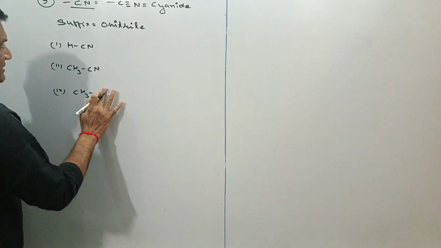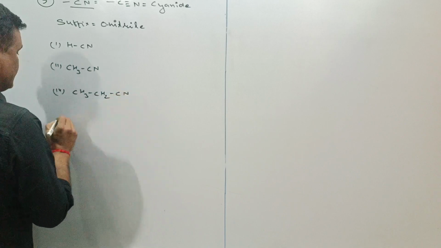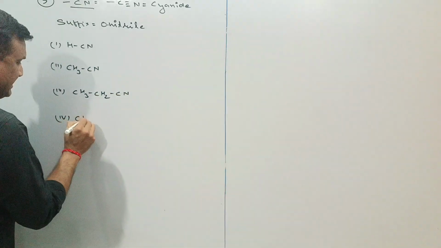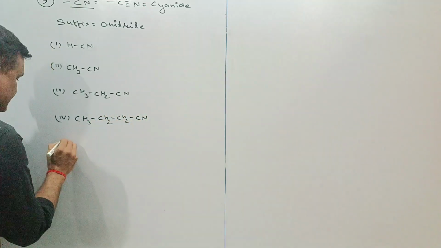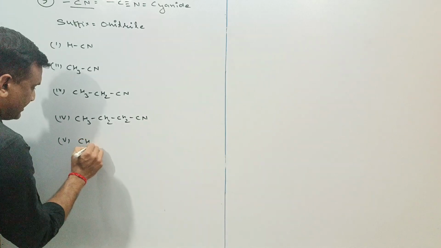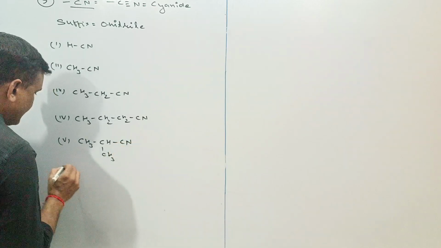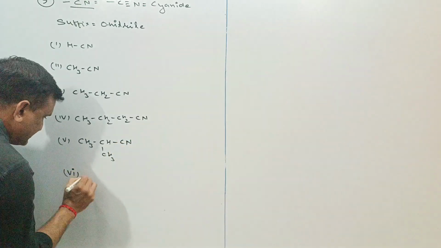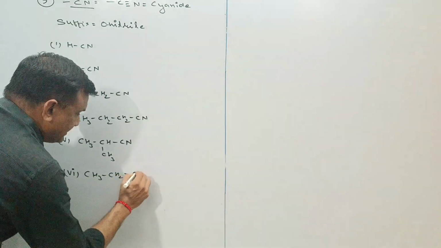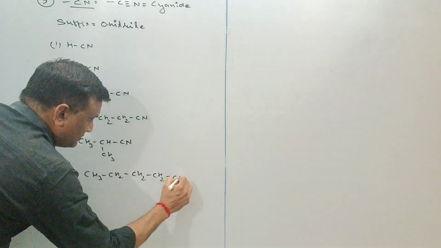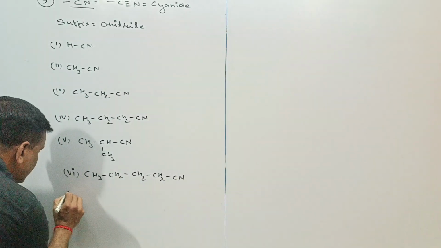CH3CH2CN, this is the third. CH3CH2CH2CN, this is the fourth. Then CH3CH2CH2CH2CN, this is the fifth. Then CH3CHCH3, this is the CN. If you go with the next, then we can take CH3CH2CH2CH2CN as a fifth compound. Now we can take a sixth compound also.